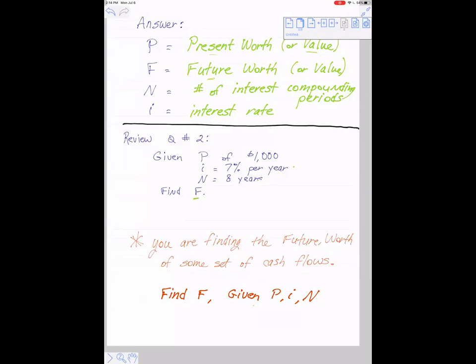Review question number 2. Here's a problem for you to solve. Given P of $1,000, interest rate I of 7% per year, and N of 8 years, find the value of F. Find the future value or future worth of that sum. In 8 years' time, invested at 7%, how much will it be worth?